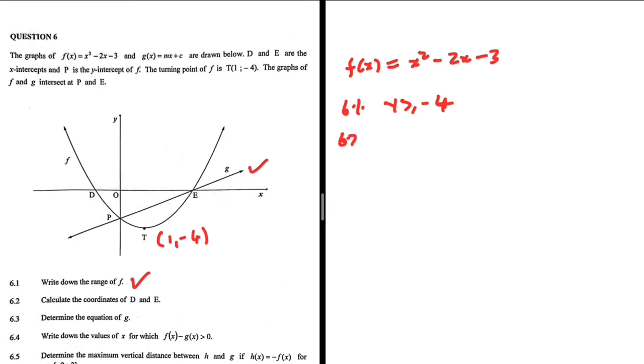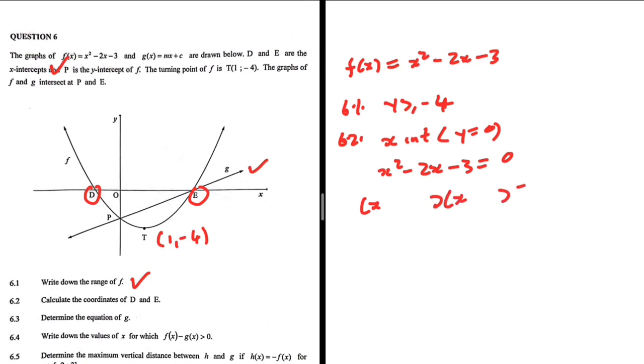And then 6.2, calculate the coordinates of D and E. What are the coordinates D and E? What's special about those coordinates? They are the x-intercepts of f. For x-intercepts, we know fully well that we let y be equal to 0. So we have x squared minus 2x minus 3 equals 0. So x and x. Which two factors of minus 3 add to give minus 2? That is minus 3 and plus 1. So x equals 3 or x equals minus 1.